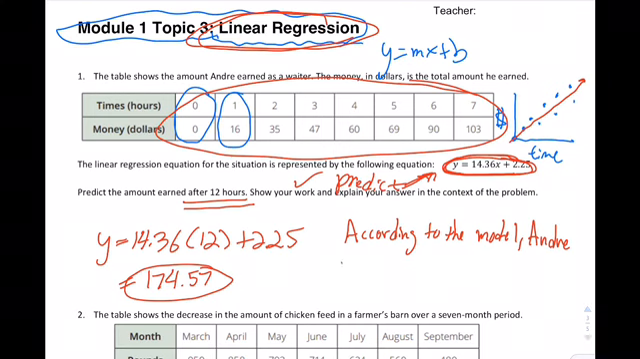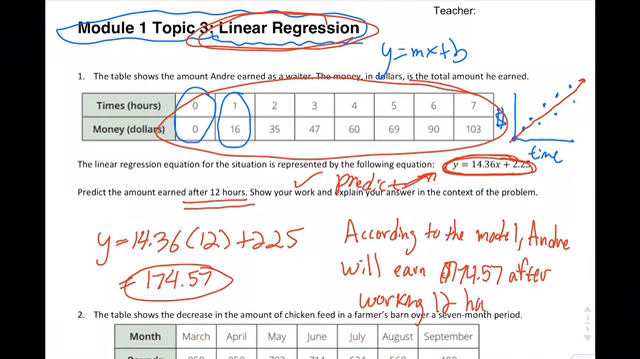Andre will earn $174.57 after working 12 hours. Alright, that's really it for this problem. It just asks you to substitute a value and then explain your answer in the context of the problem.